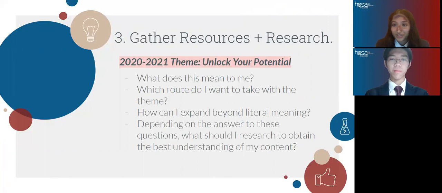So that's sort of what I mentioned earlier. What route you want to take depends on how passionate you are about the theme and where you want to take it. The third thing is, how can I expand it beyond its literal meaning? So unlocking your potential, it seems pretty self-explanatory, but it really isn't. You can take it far beyond the literal meaning, so that's something you should definitely consider.